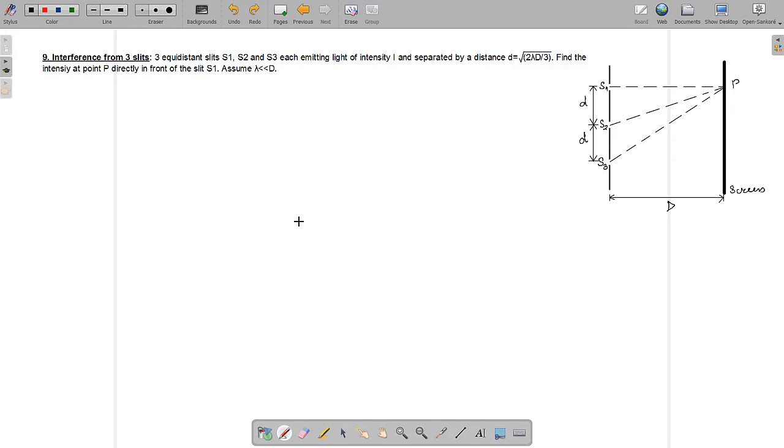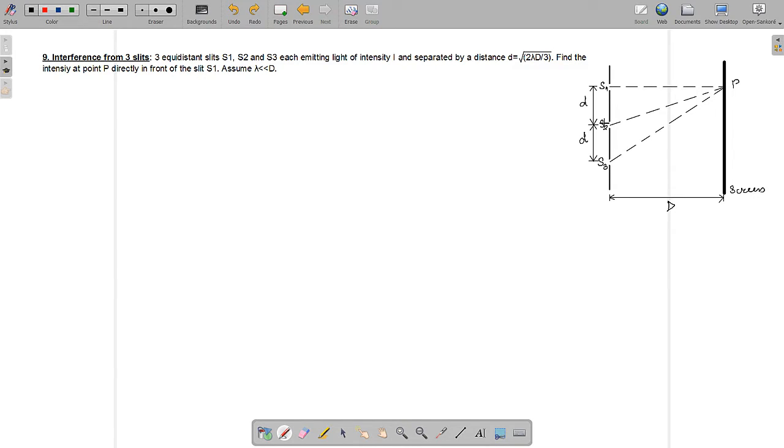In this question, we are supposed to analyze the interference from three slits. There are three equidistant slits S1, S2 and S3, which are illuminated by light of intensity I and wavelength lambda. They are separated by a distance d, which is given to us as root over 2 lambda D by 3.